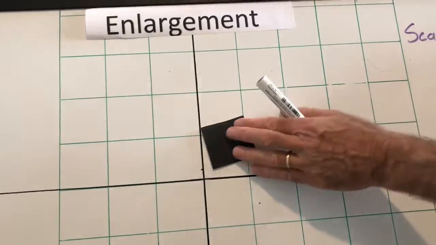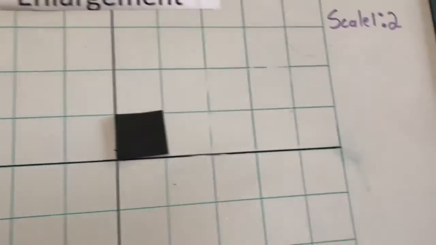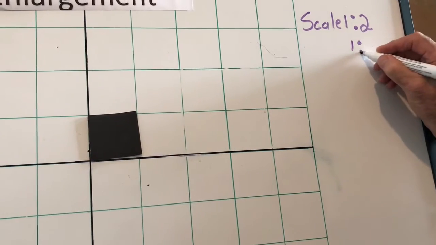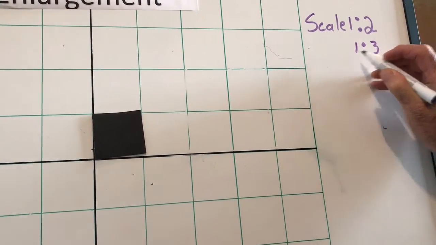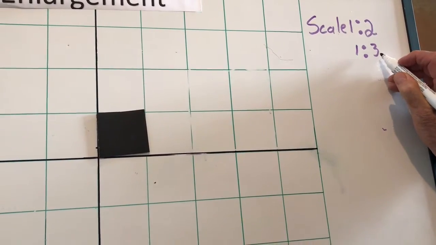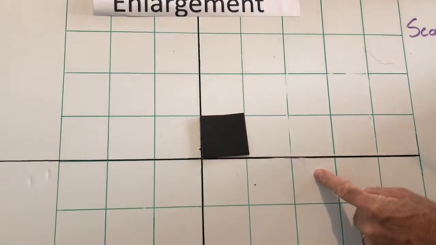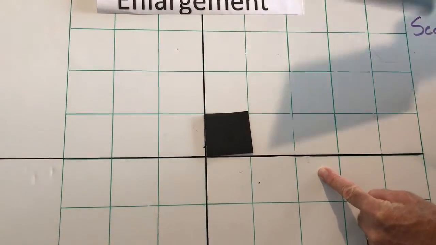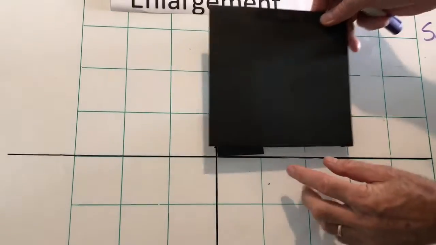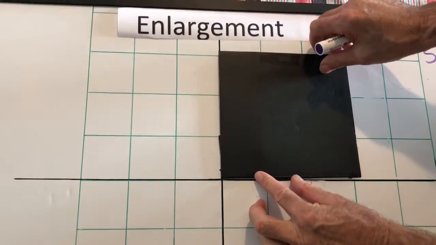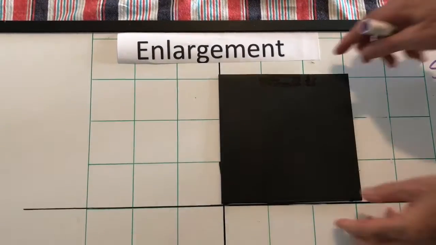If I was to have a look at my little square and say I want it at a scale of 1 to 3, 1 is my original size, 3 means 3 times bigger. I look at my base, I need to make my base 3 times bigger. I need to make my height 3 times bigger, and suddenly my enlarged square looks like that.